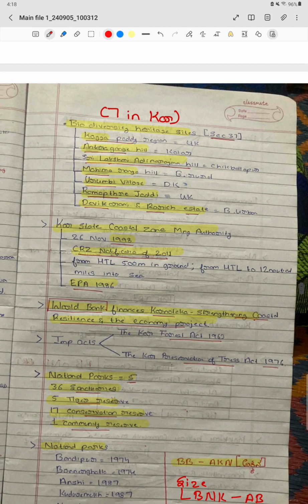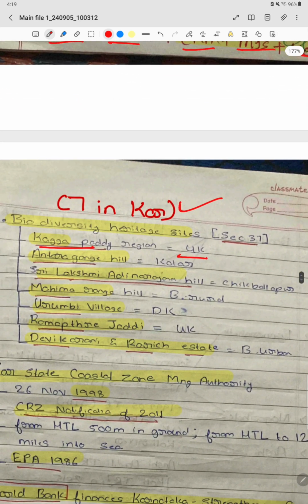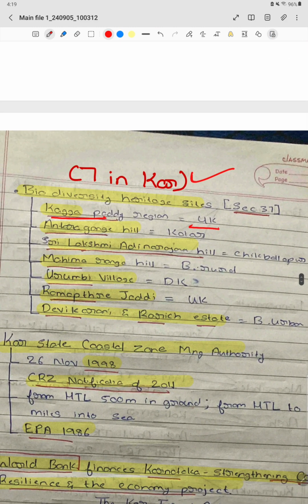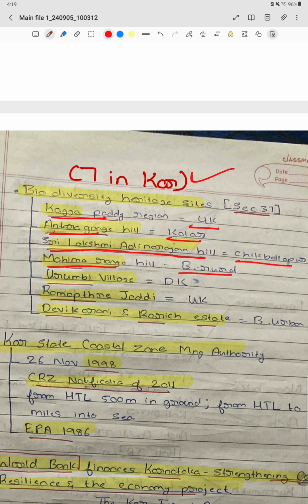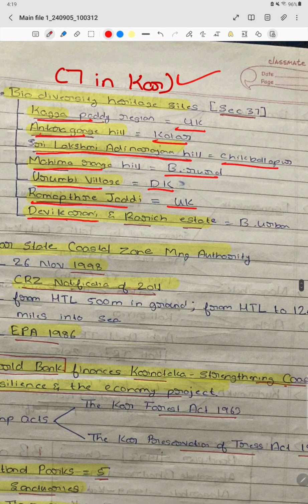Then we have to know about the biodiversity sites in Karnataka. So Karnataka has 7 biodiversity heritage sites. They are Kagga Paddy region of Uttara Kannada, Antaragange Hills of Kolar, Sri Lakshmi Adi Narayana Hill of Chikballapur, Mahima range of Bangalore rural, Urumbi village of Dakshina Kannada, Rampatre Jetty, UK. Then Devi Karni and Rarchi estate of Bangalore urban.